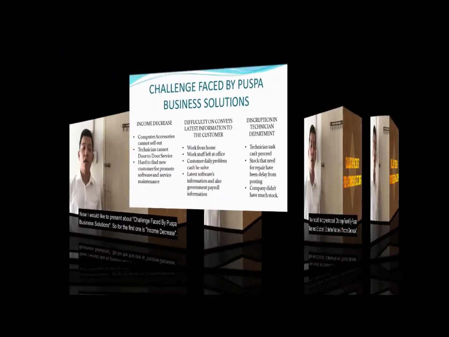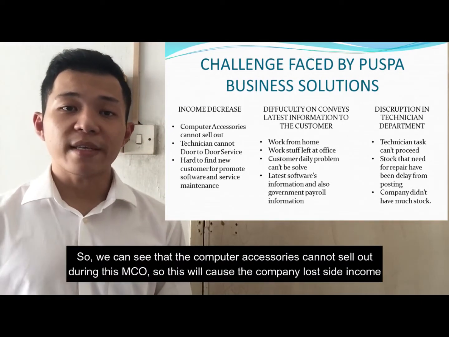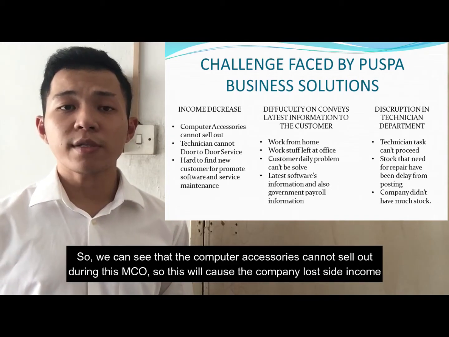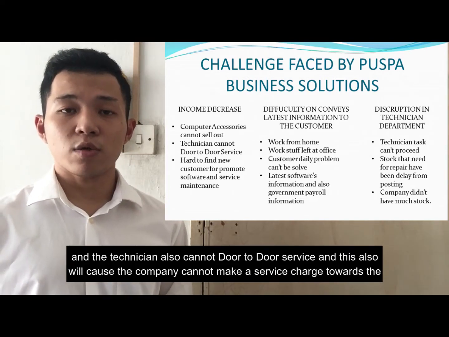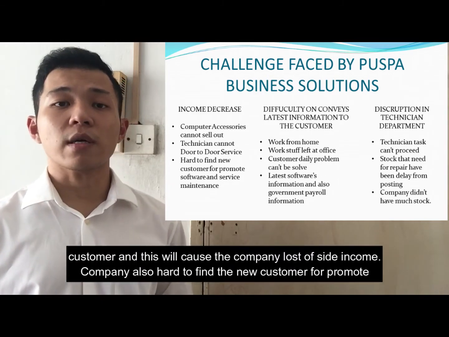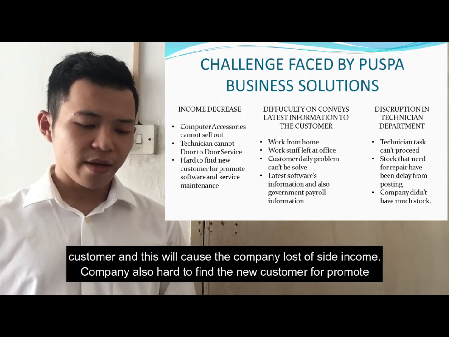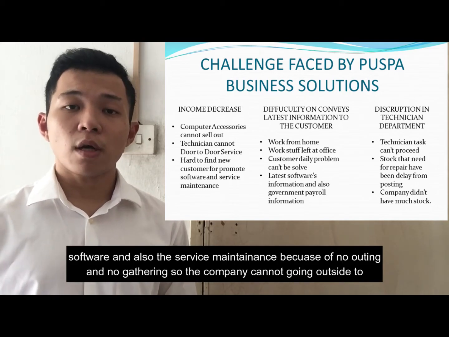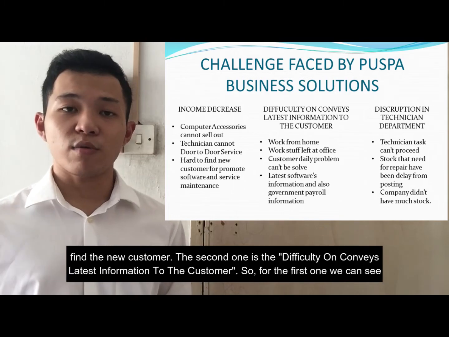Now I would like to present the challenges faced by Puspa Business Solution. So for the first one is income decrease. We can see that the computer accessories cannot be sold during this MCO. So this causes the company to lose side income. And the technician also cannot do door-to-door service, and this also causes the company to be unable to make a service charge toward the customer, and the company loses side income. And the company also has to find new customers to promote software and service maintenance, but because of no outing and no gathering, the company cannot go outside to find new customers.